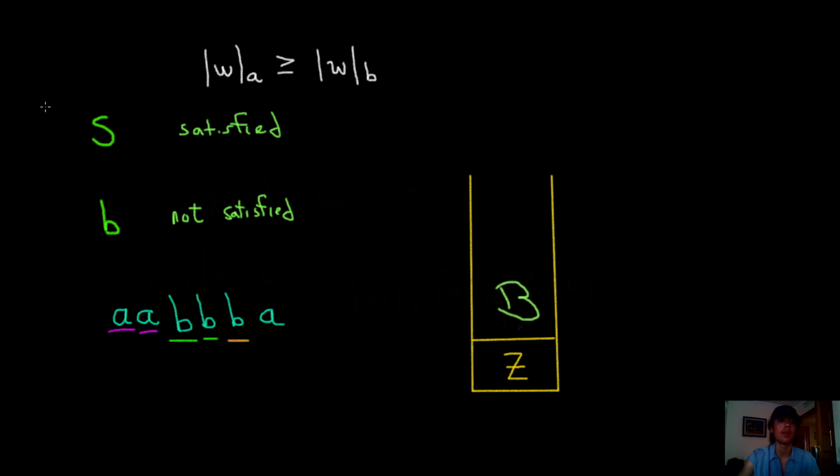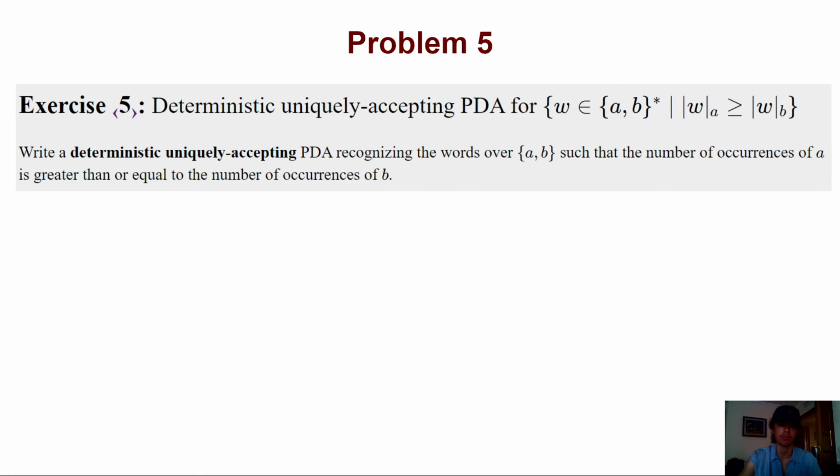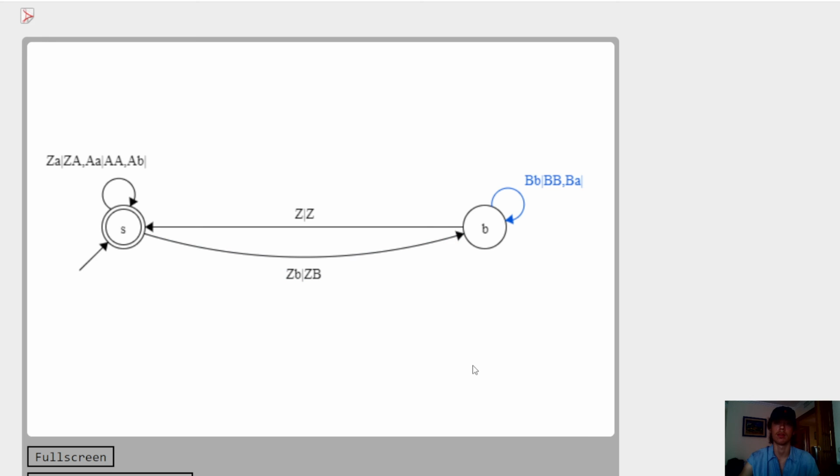Then when we read the a, this one, what happens? Since I have b as the top of the stack and I read the a, I have to pop the b. So we pop the b. This is the transition that we do here: I have b as the top of the stack, I read the a. Keep in mind that at this moment we are in the state B, which is non-accepting.